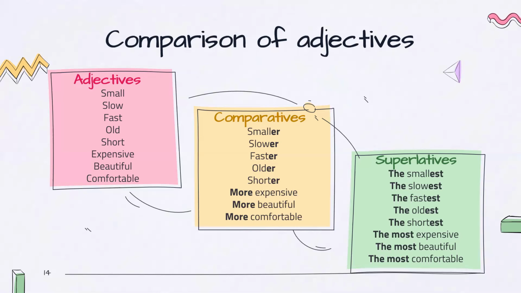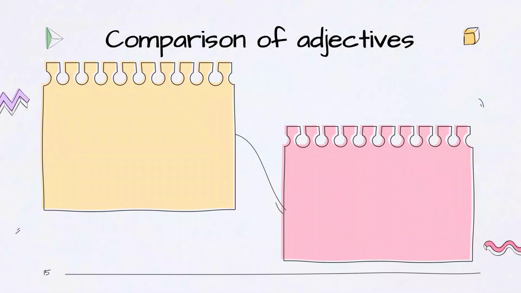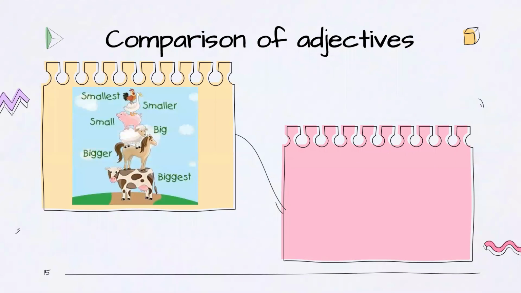Excellent. Now we have some examples. Here we have small, smaller, smallest, big, bigger, and biggest. Can you create a sentence using those examples? You can use one if you are creating a sentence using an adjective. You can use two if you are creating a sentence using a comparative adjective. And also you can create it with a superlative.